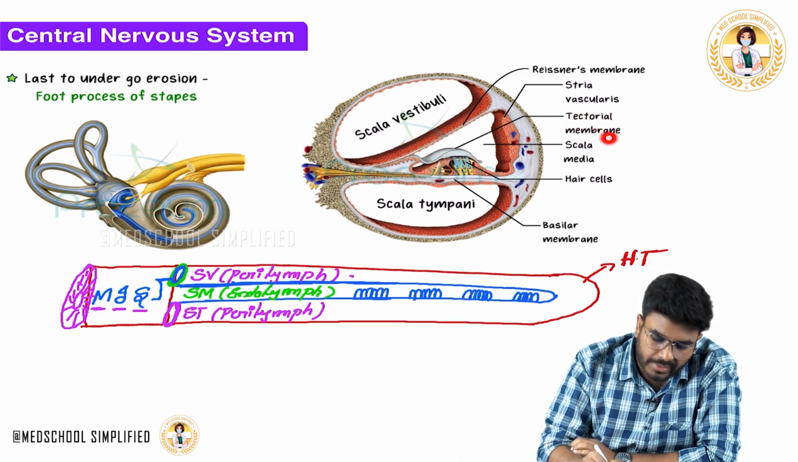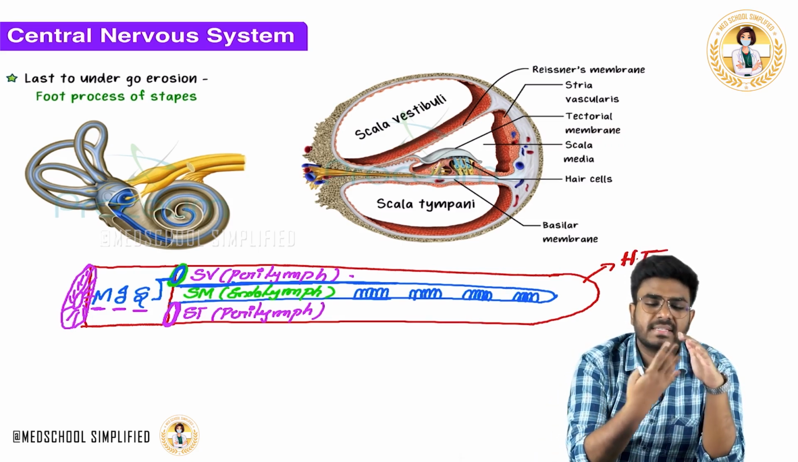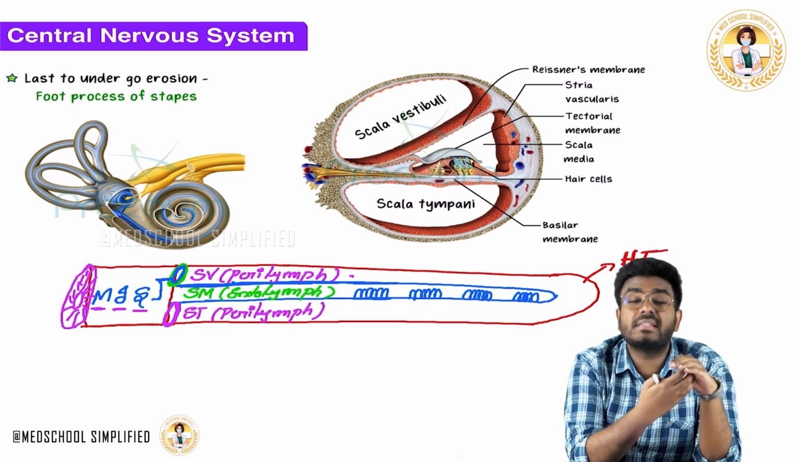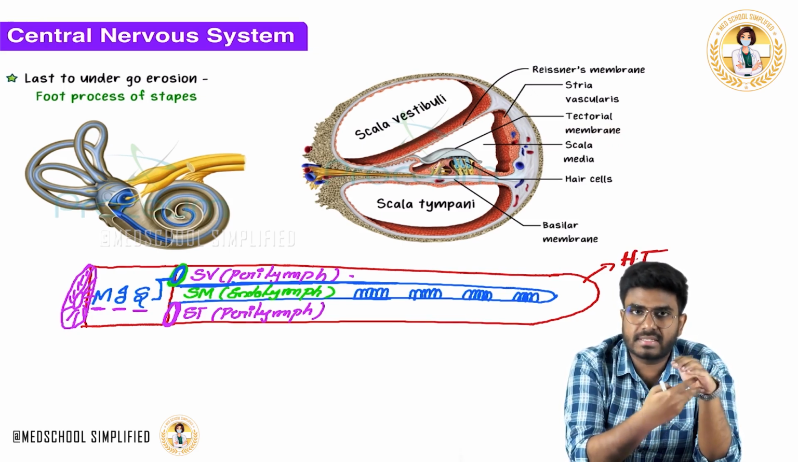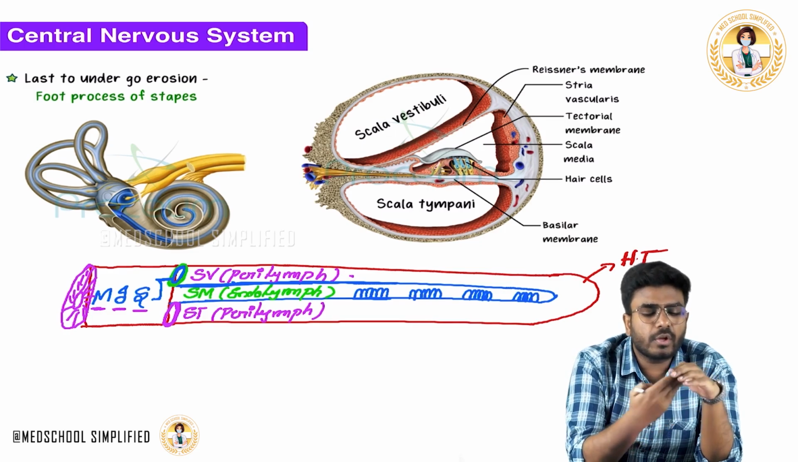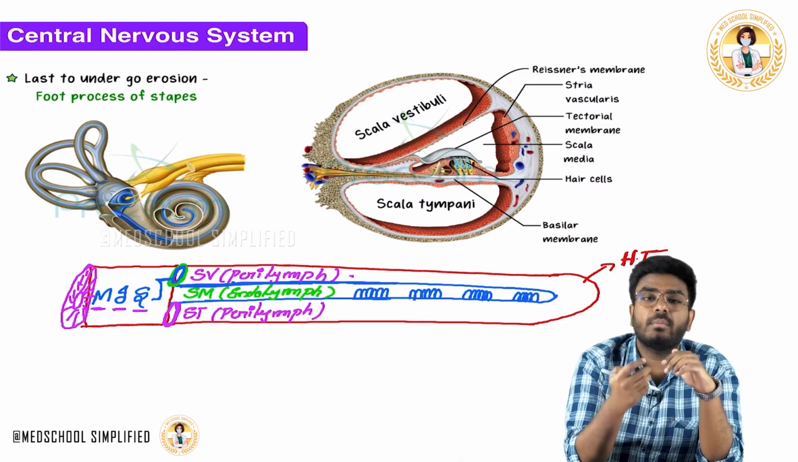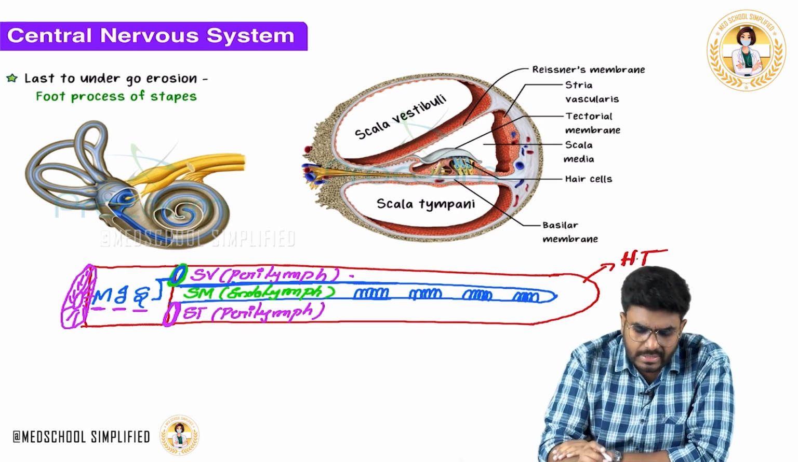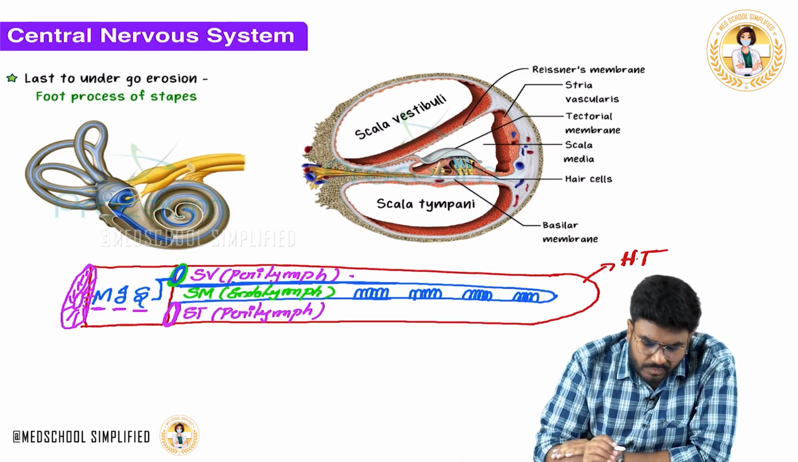Tectorial membrane. Whenever the hair cells move, they will move against the tectorial membrane. Why they will move, we'll discuss later. If they move, what happens? They are going to rub against the tectorial membrane. That actually causes the action potentials. We'll discuss.